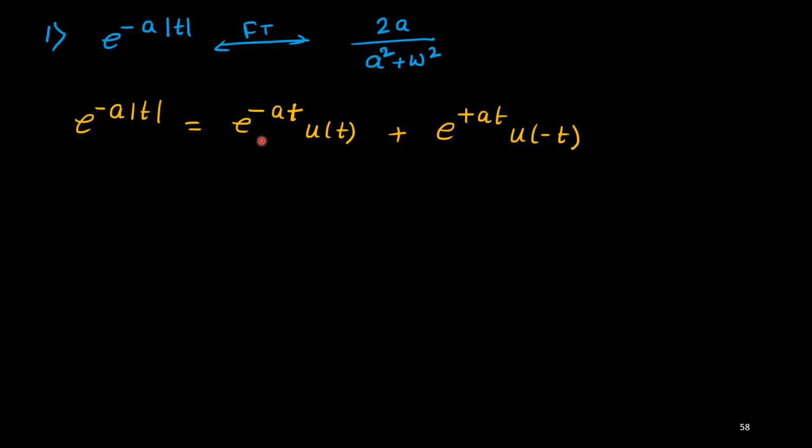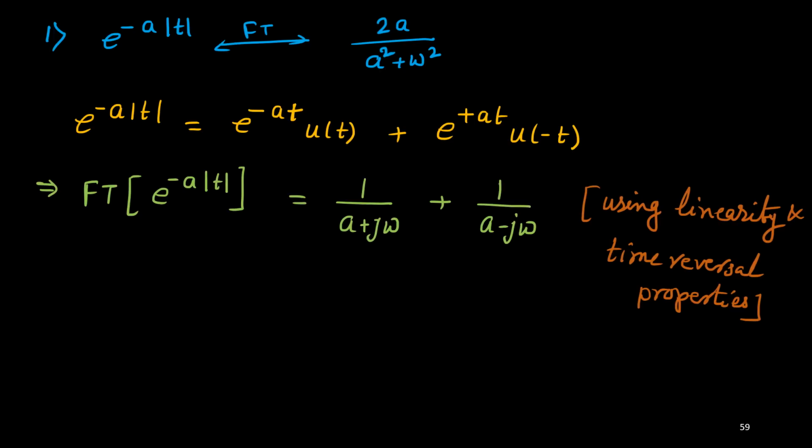So as it is a combination of these two, we can use the linearity property. Already we have got the Fourier transform of e to the power minus at, and we can use other properties to find these things. Let us see. So the Fourier transform of e to the power minus a mod t, you have already seen that it is 1 upon a plus j omega.